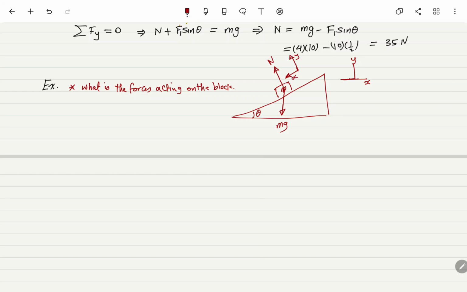So the new graph will be something like this. The same here, and this is theta. This is the normal force, and this is the y-axis, and this is the x-axis. The weight is directed this way.